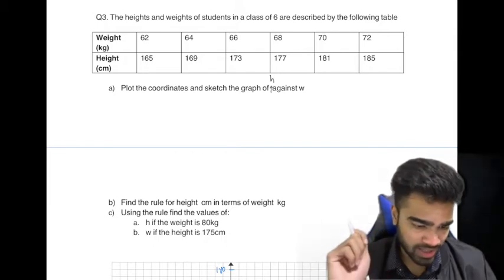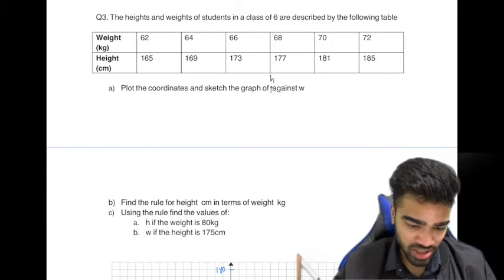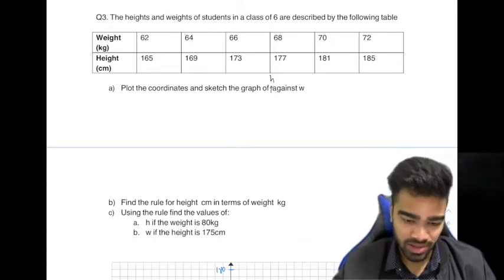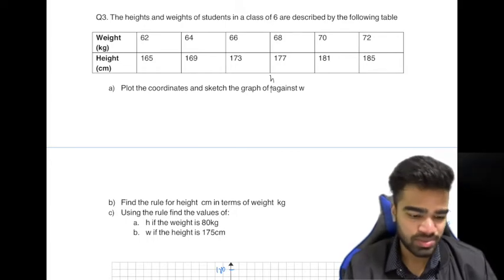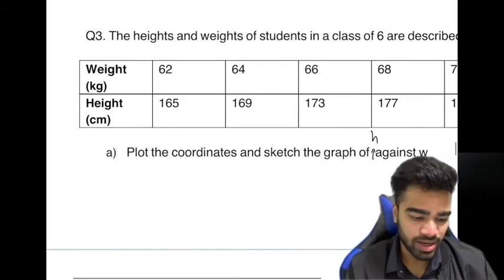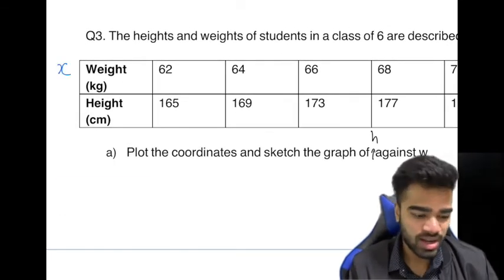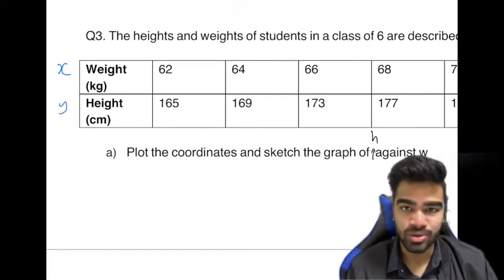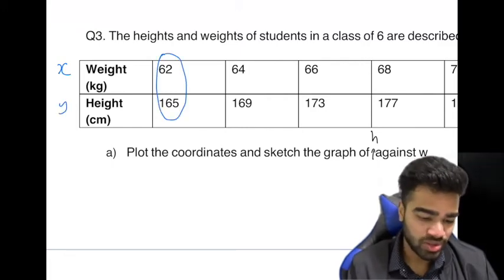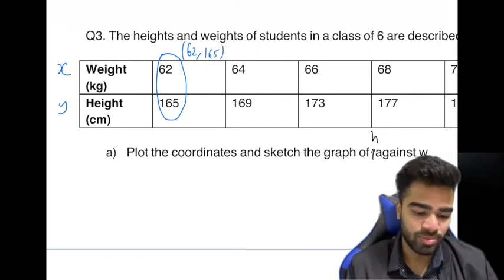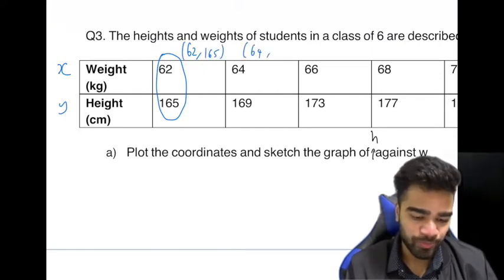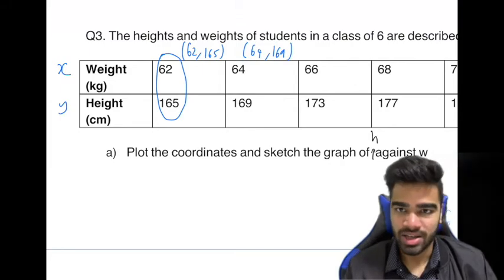Part A is saying plot the coordinates and sketch the graph of height against weight, W. Height and weight you've got to sketch. So what does it mean by coordinates? Each of these is a coordinate. Weight is kind of like your x coordinate, and height is kind of like your y coordinate. So for example, this column would be 62 and 165 in coordinate form. Likewise, this would be 64 and 169. So these are coordinates.